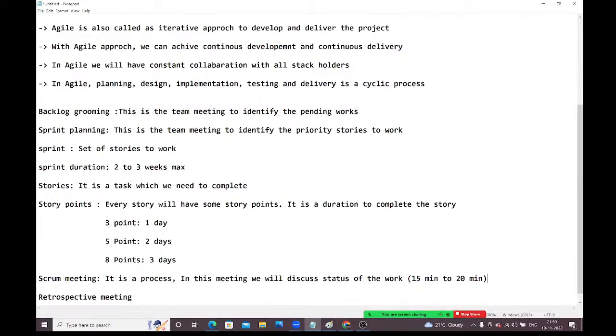Fine, guys. Next one is the retrospective meeting. Some companies also call it a review meeting. When will these retrospective meetings happen? At the end of the sprint, guys, on the last day of the sprint, or the next day after the sprint is completed.